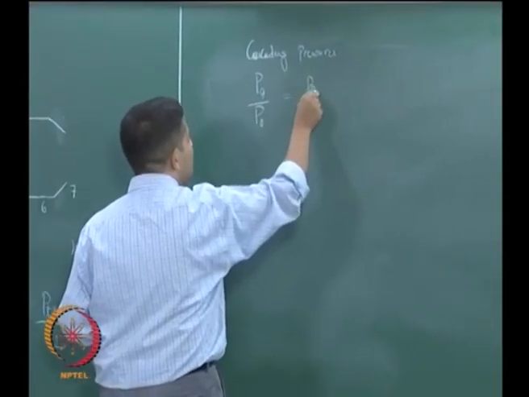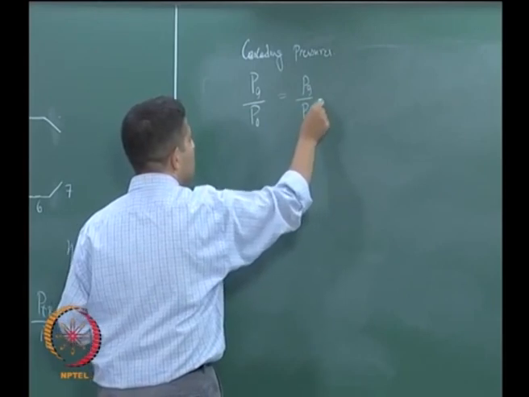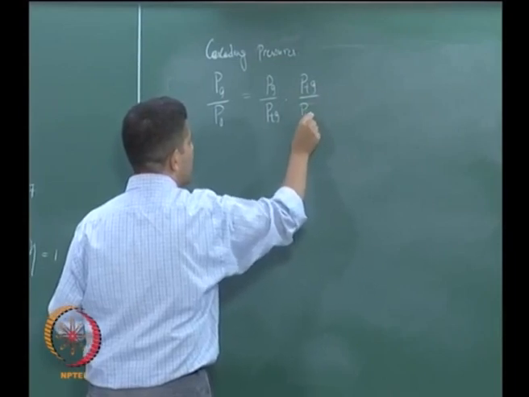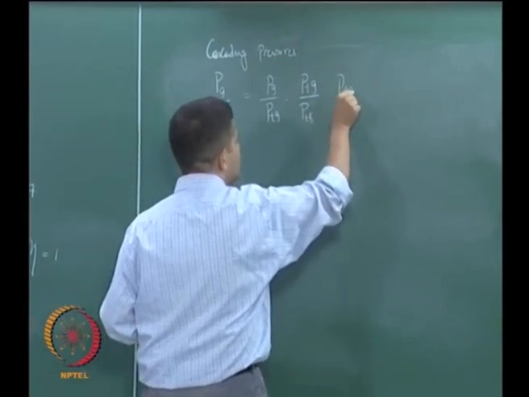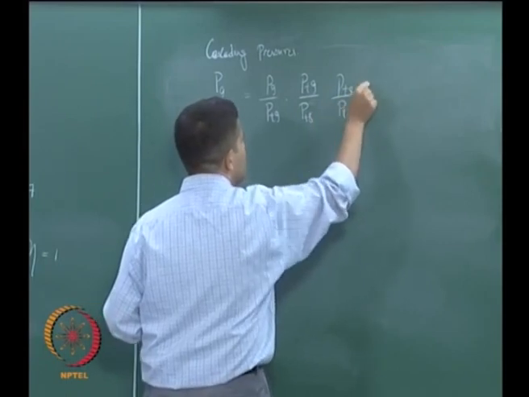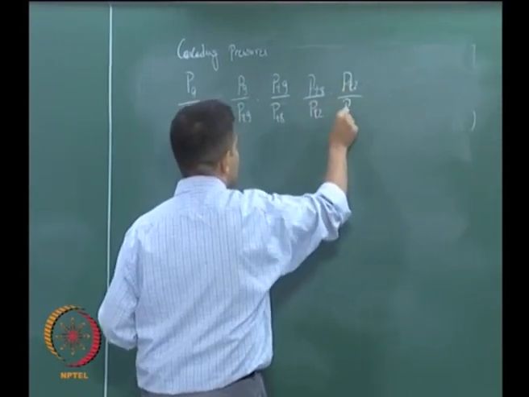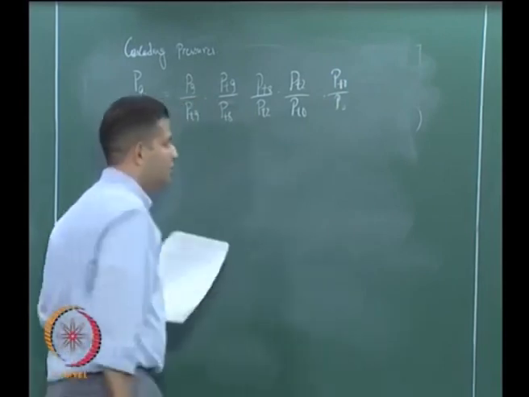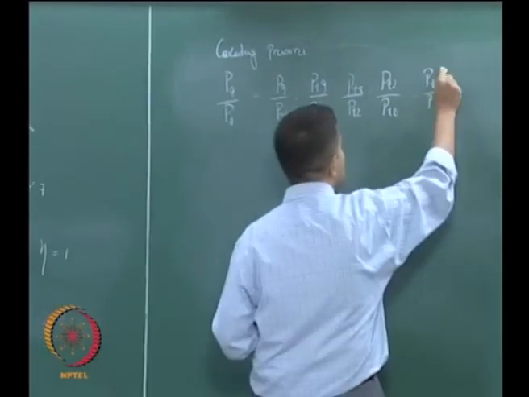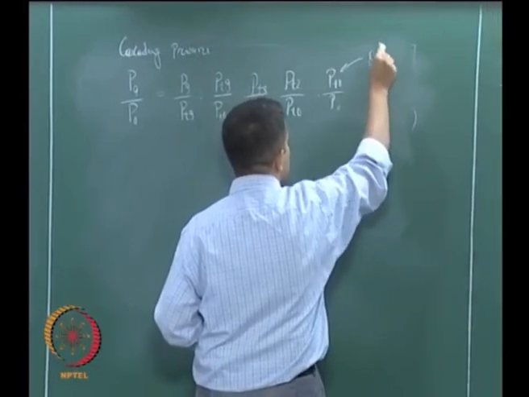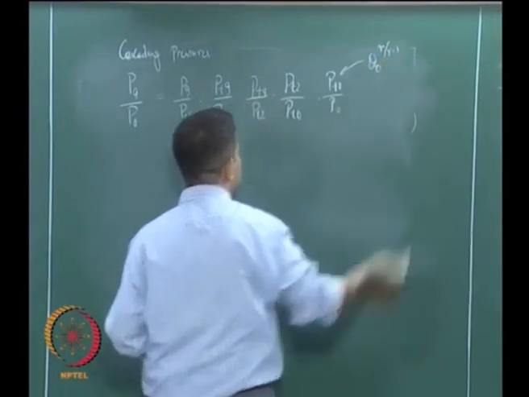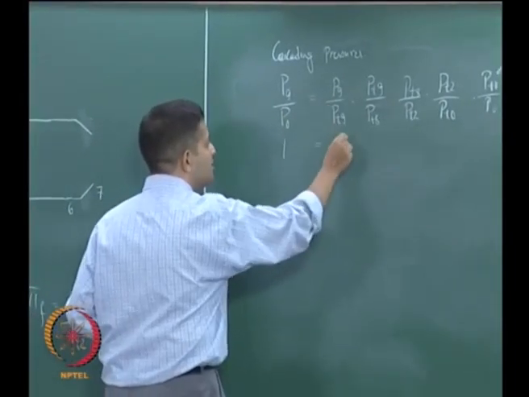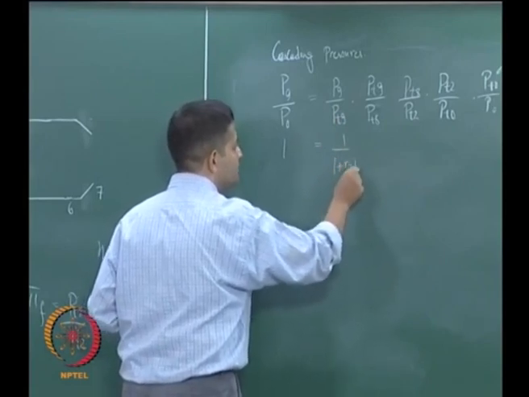This will be P9 by PT9 into PT9 by PT8, PT8 by PT2, PT2 by PT0, PT0 by P0. Okay. This quantity is nothing but theta naught to the power of gamma by gamma minus 1. This is equal to 1, and what is this? This is ratio of static to stagnation.